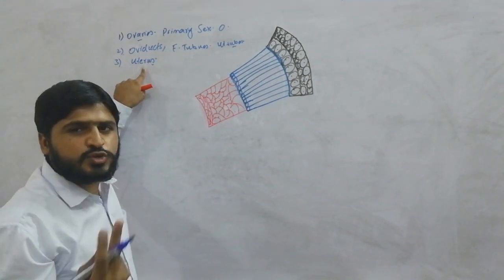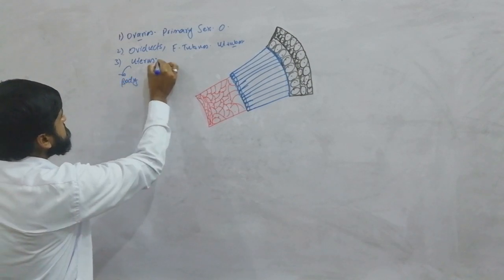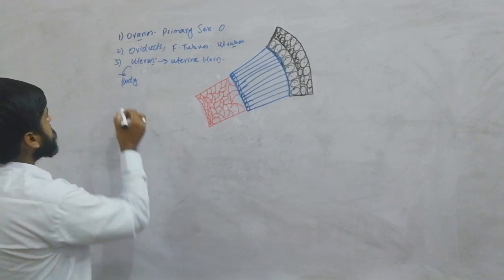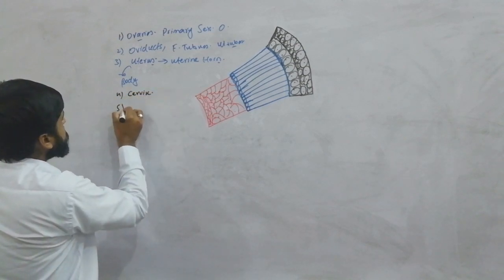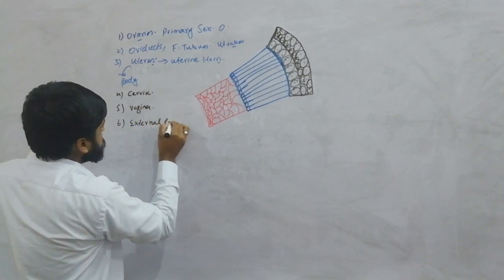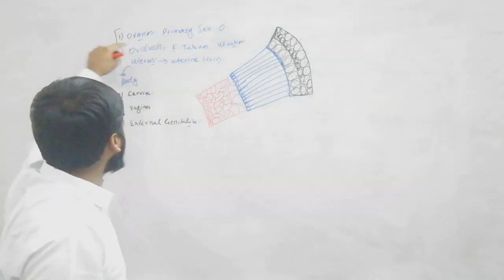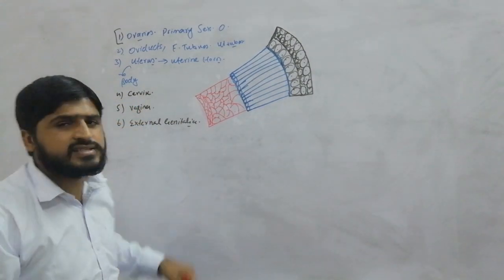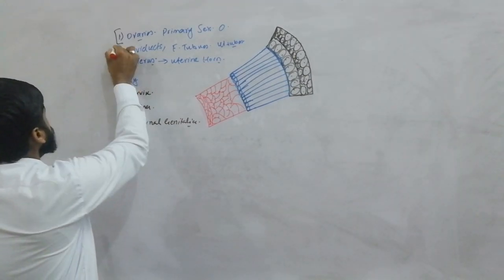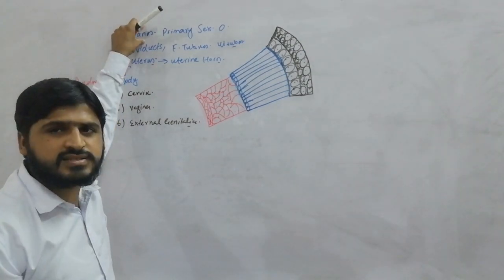The uterus has two further parts. The first one is called the body and the other is called the uterine horn. Then the fourth one is the cervix. The fifth one is called the vagina. The sixth one is the external genitalia. So the first one, the primary sex organ, is the ovaries. All the others, oviducts, uterus, cervix, vagina and external genitalia, are called secondary sex organs.